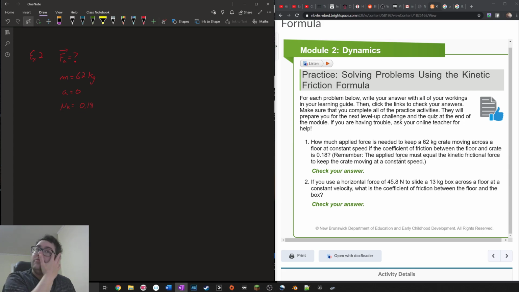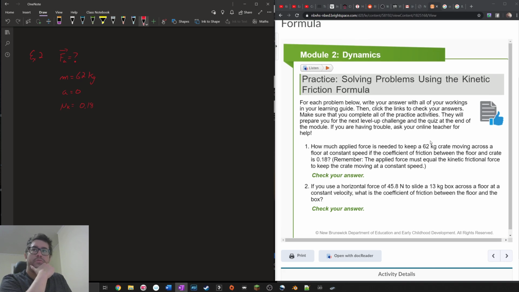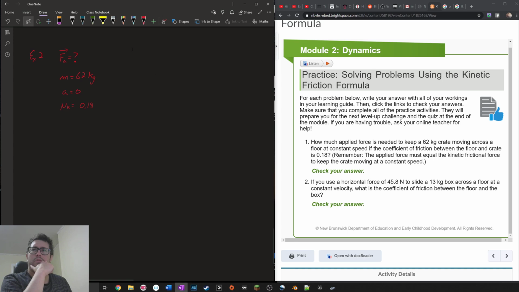And they say, remember, the applied force must be equal to the kinetic frictional force to keep the crate moving. So we'll just write that down since they spell it out for us. What did they say? The applied force must equal the kinetic frictional force. Like this. And I put them in reverse because I'm going to put the minus in the right spots.